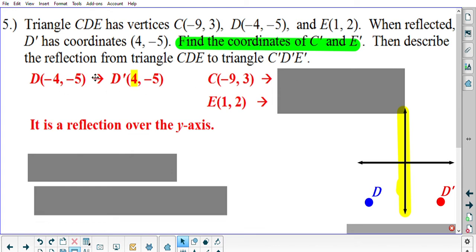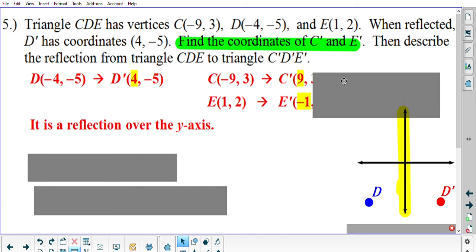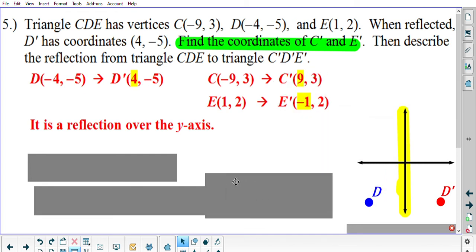Like we had with D to D prime, the X coordinates became their opposites, but the Y coordinates stayed the same. So same thing happens here for C prime. The X coordinate becomes its opposite, and for E prime, the X coordinate becomes its opposite, but the Y coordinates will stay the same. That's what's going to happen.